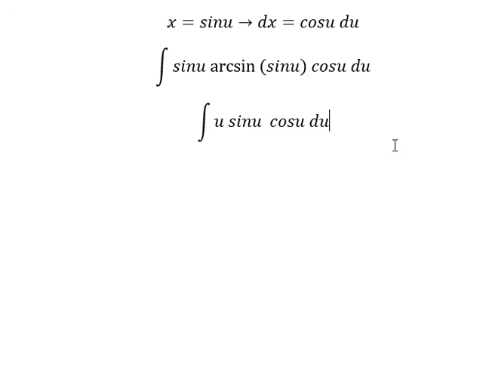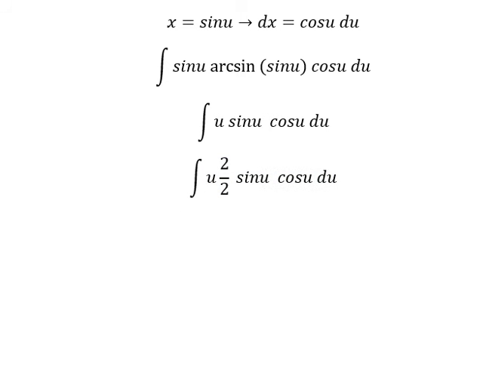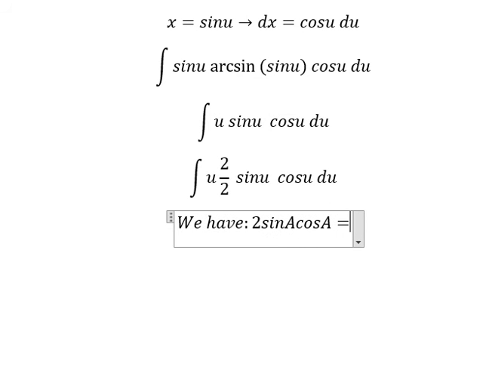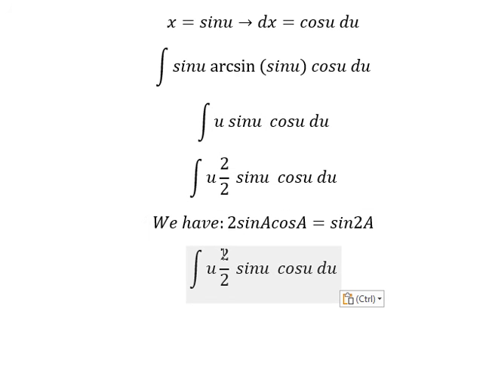Now, I will put 2 over 2 because we have the formula in here: 2 sine A cosine A equals sine 2A. So, we see that 2 sine u cosine u, now we can change into sine 2u.